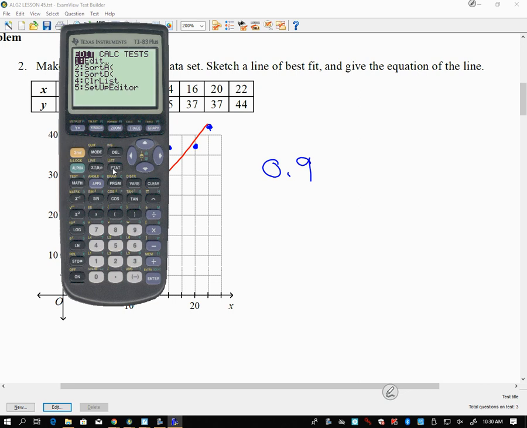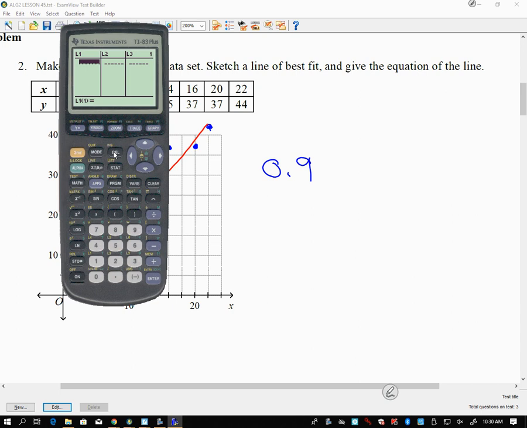Okay, we're going to hit that, and we're going to see where it says edit. We're going to hit enter. And I'm going to delete all the data that I have in here. I'm just going to hit delete several times until all my data is cleared out. If you have anything in there, go ahead and clear it out.